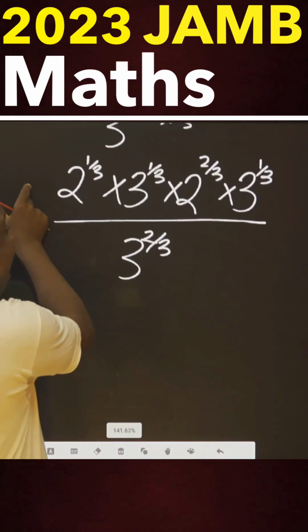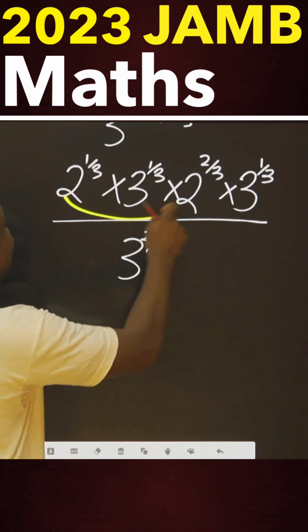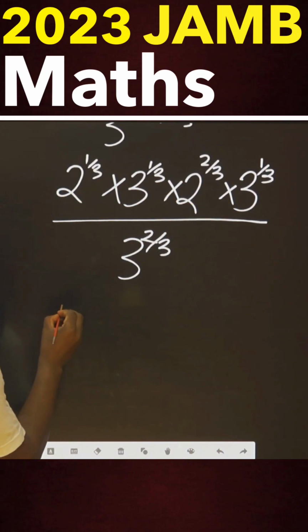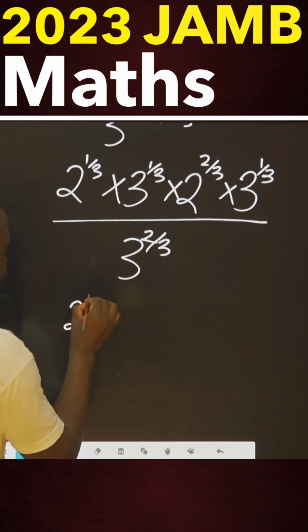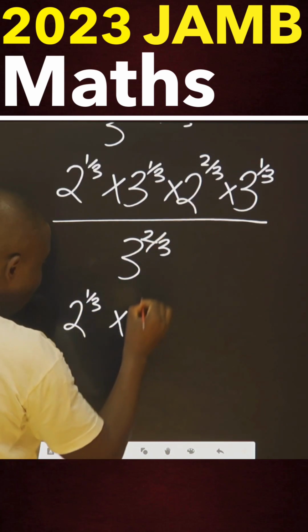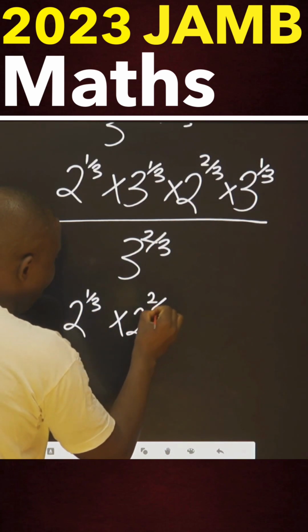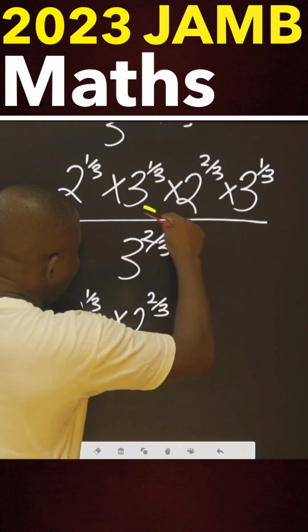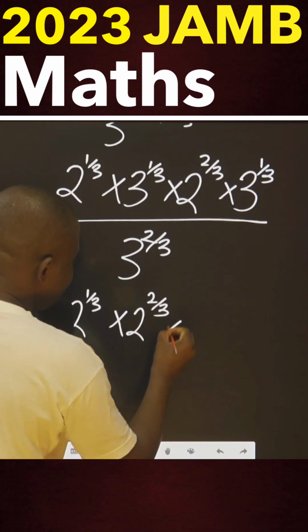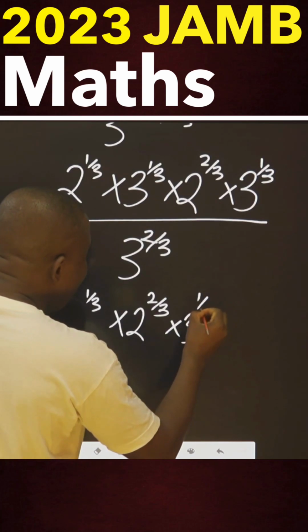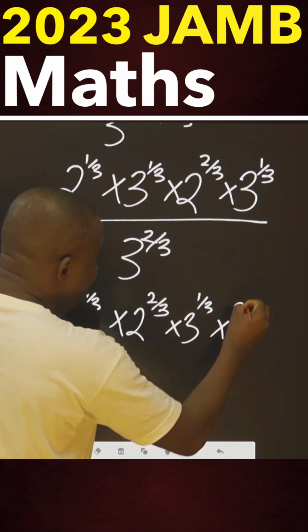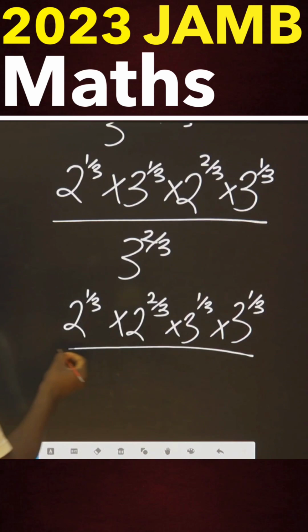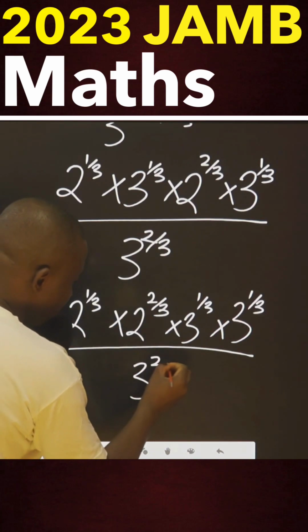Now we can collect like terms. This and this are the same because they have the same base. Say 2 to the 1 over 3 times this 2 to the 2 over 3. This one too, they have the same base. That is 3 to the 1 over 3 times 3 to the 1 over 3 all over this 3 to the 2 over 3.